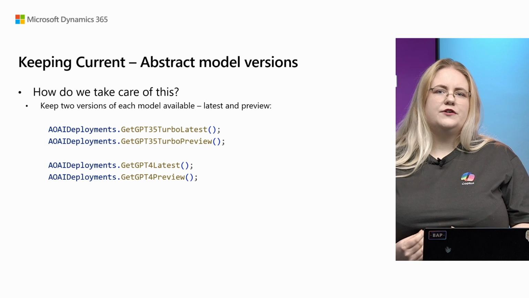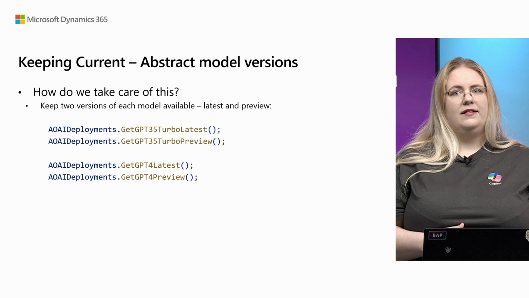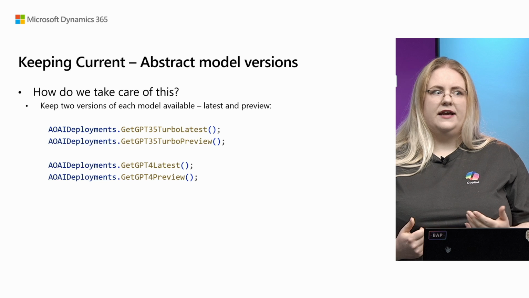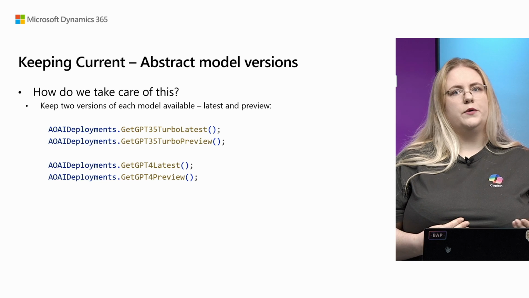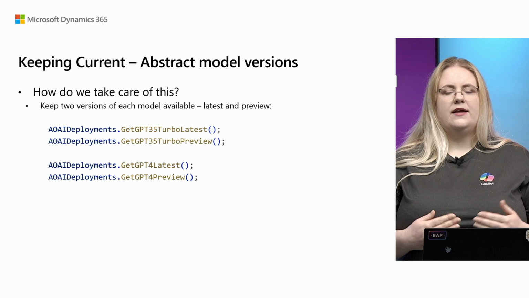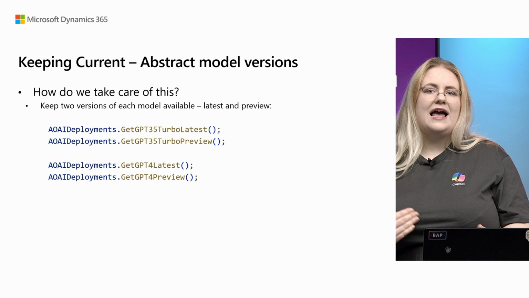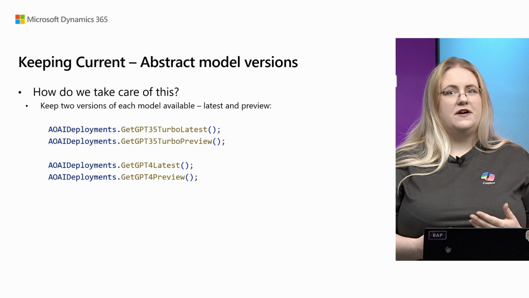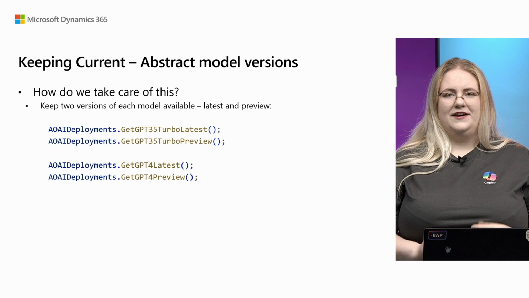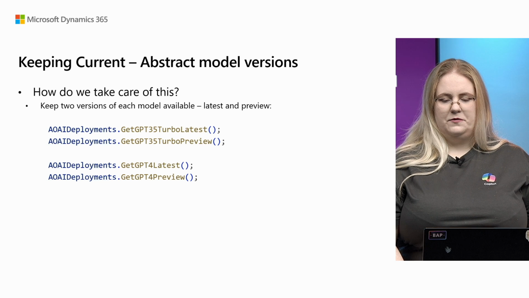We keep two versions of each model available, latest and preview. Note that we don't really specify if the latest is the June model. The latest is what we consider the latest stable released model. And then the preview will be the new and upcoming model that we want to make available for testing before we update our production features to this new upcoming model.